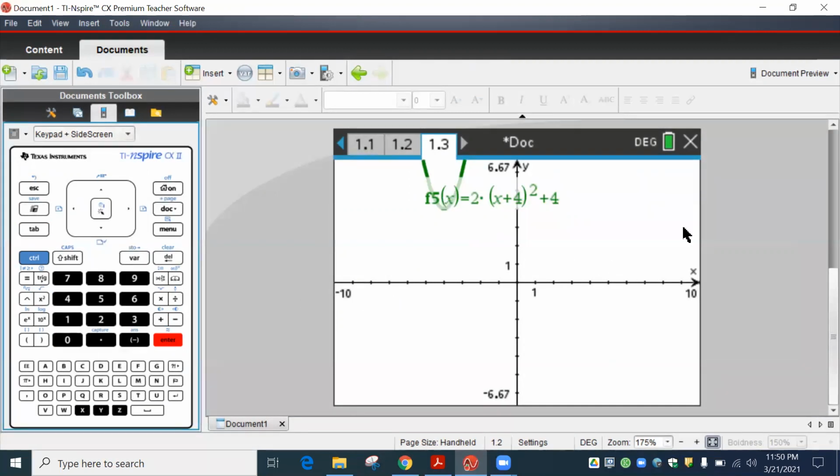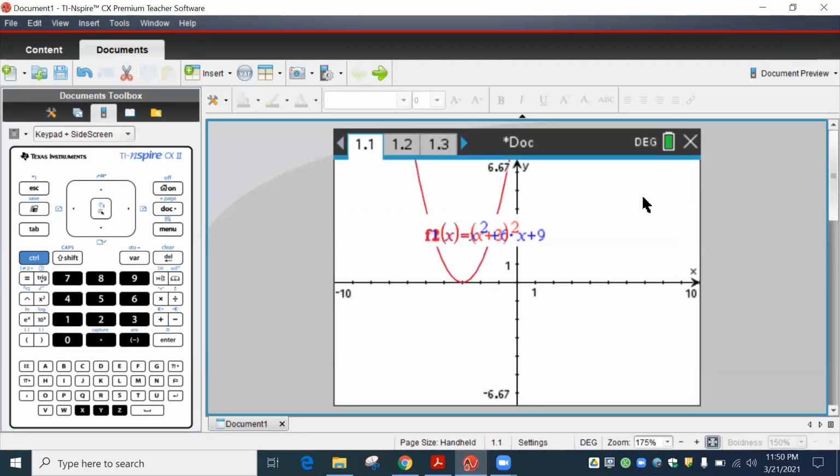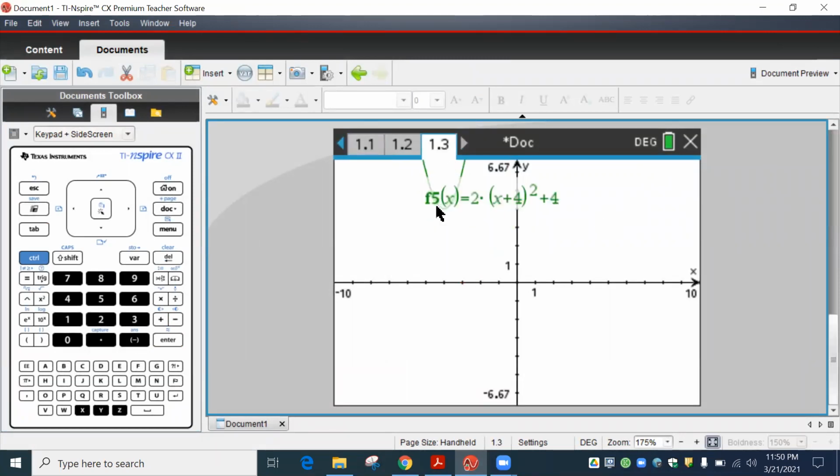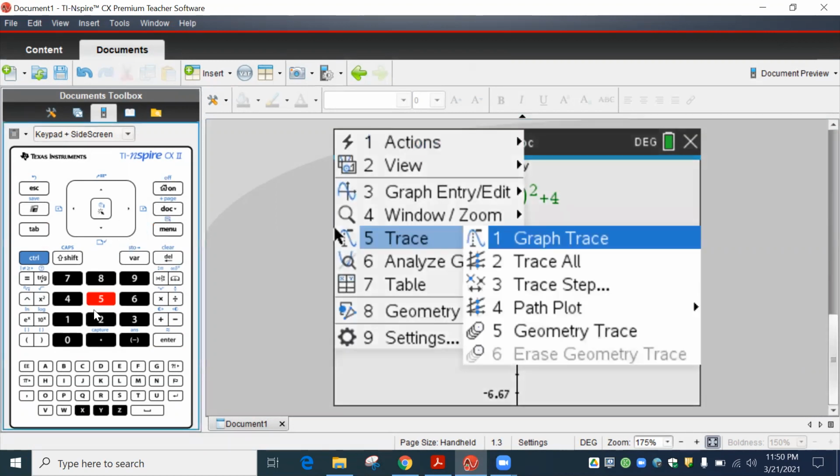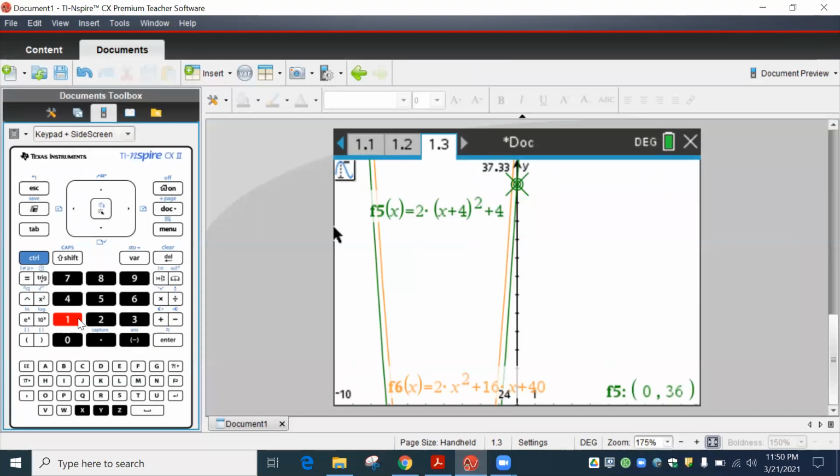Yeah, both of them look like they could be the answer. Oh, right there. Let's see. I'm going to hit menu 5-1. Oh, so when I hit menu 5-1, you can see that they're not touching each other.